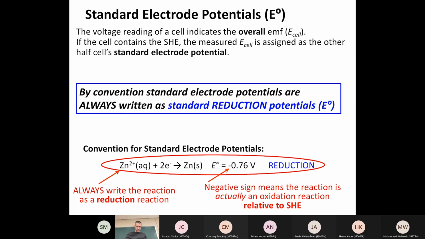They're always written as reductions. So for the zinc, that reaction would be zinc 2 plus 2 electrons going to solid zinc. And the standard reduction potential E0 is negative 0.76 volts, which is just the cell potential you would get if you hook this up with a standard hydrogen electrode. Okay. Yeah, so negative means that the spontaneous direction of flow is actually the reverse of what we see here. That the zinc doesn't want to be reduced, it wants to be oxidized in that chemical cell.